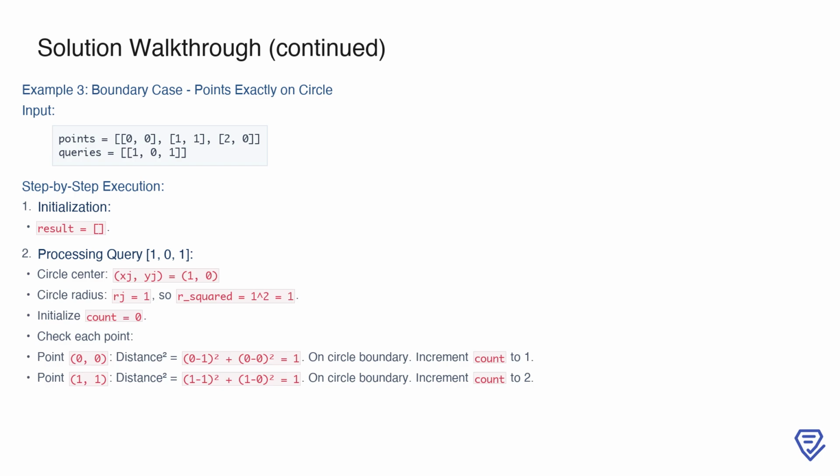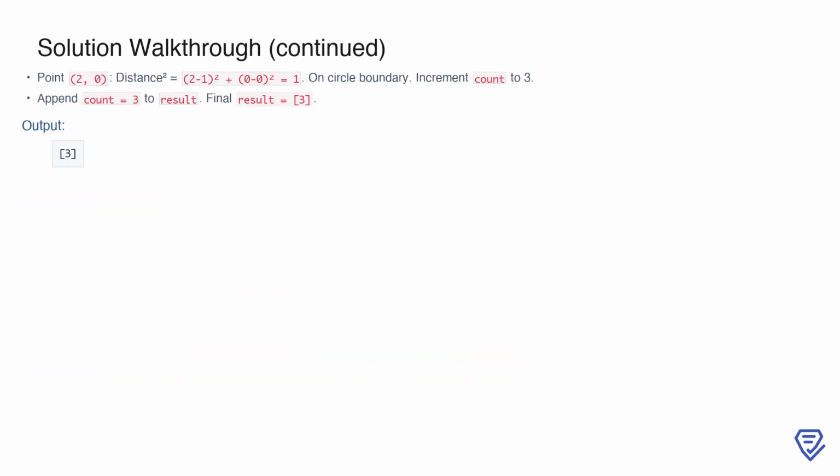The first point, (0, 0), has a squared distance of 1, which is equal to the squared radius, meaning it lies on the boundary of the circle. We increment the count. The second point, (1, 1), also has a squared distance of 1 and is on the boundary, so we increment the count again. Finally, we evaluate the third point, (2, 0), which also has a squared distance of 1. Like the others, this point lies on the boundary of the circle, so we increment the count to 3.